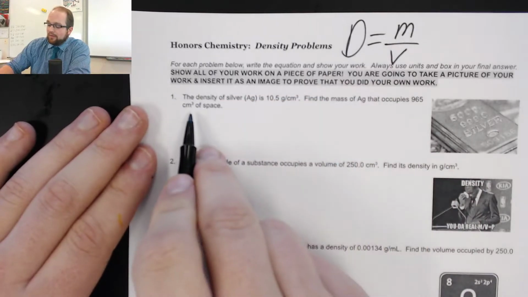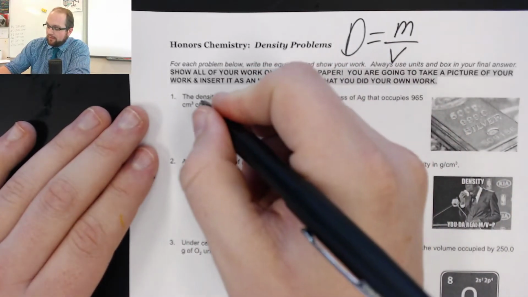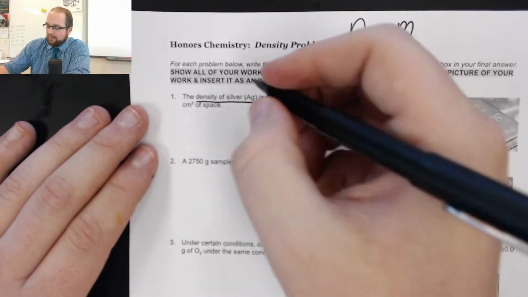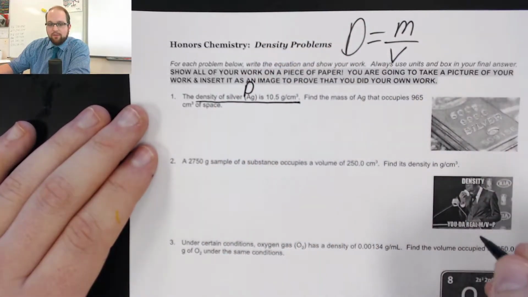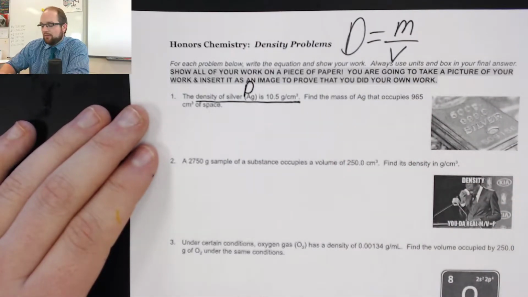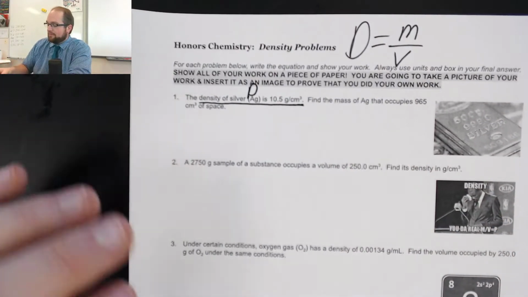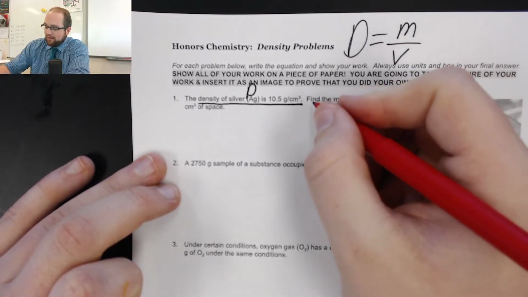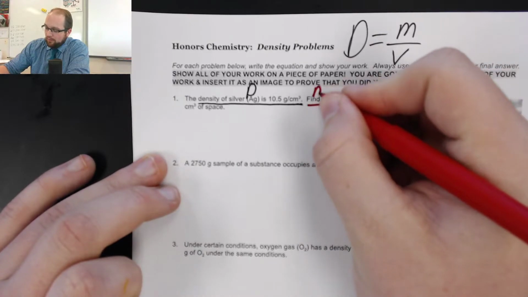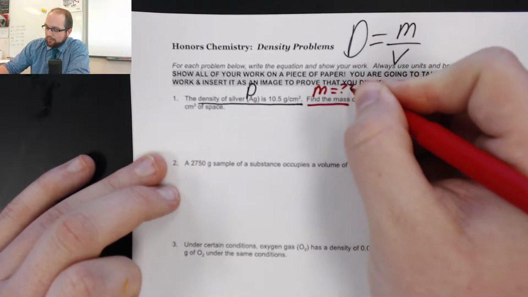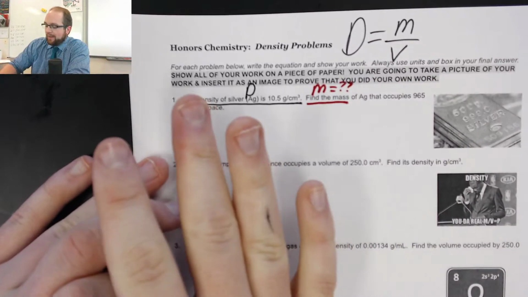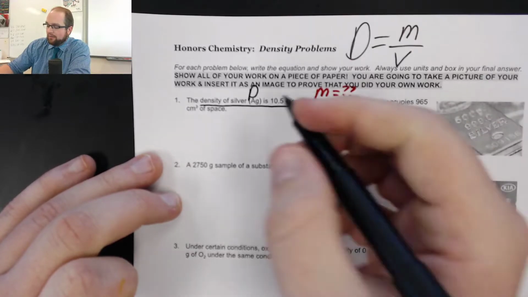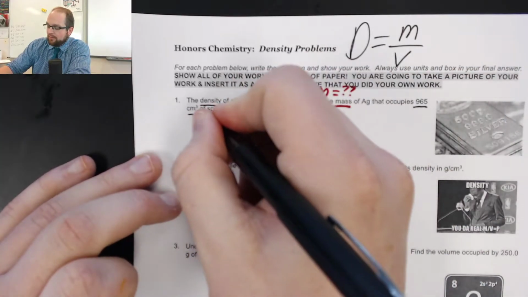In this case, it says that I know the density of silver is 10.5 grams per centimeter cubed. I would usually like to underline that and write the variable there. So that's my density that I'm going to use in my equation. It says find the mass of Ag, that's silver on the periodic table. So I'm looking for this mass value in this problem. And my last value here, find the mass of silver that occupies 965 cubic centimeters of space.